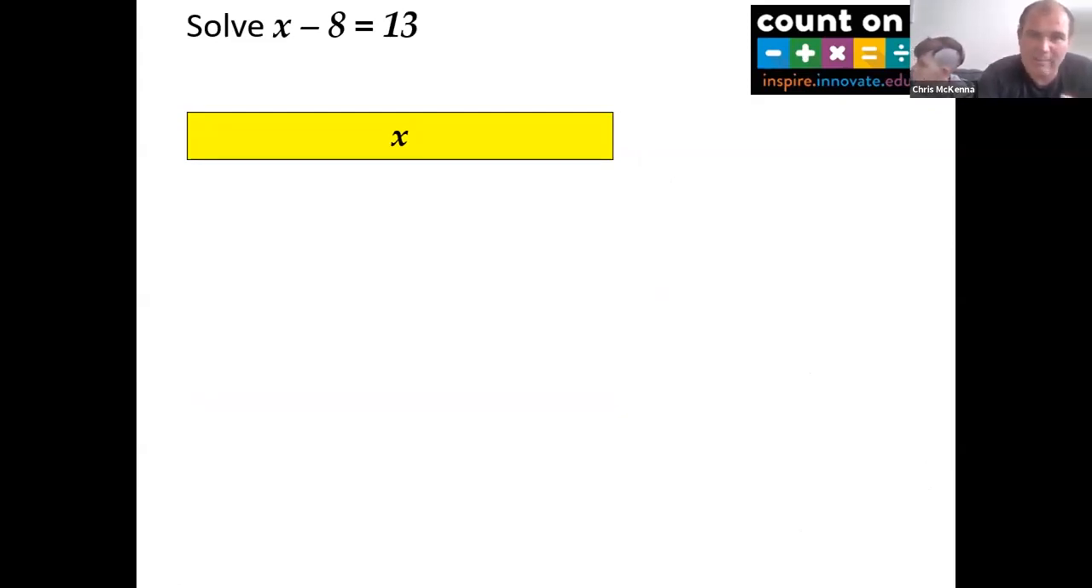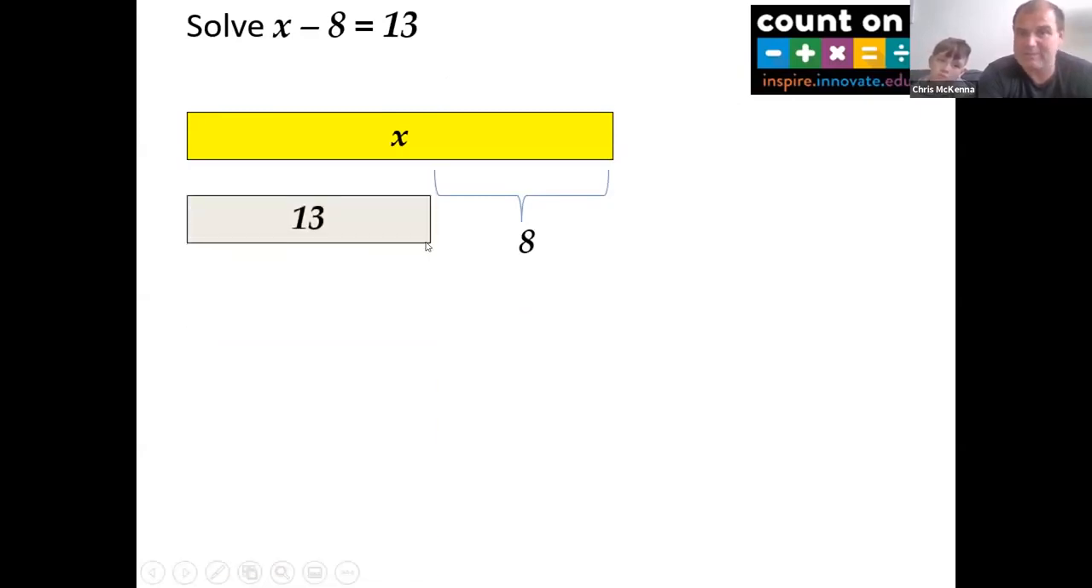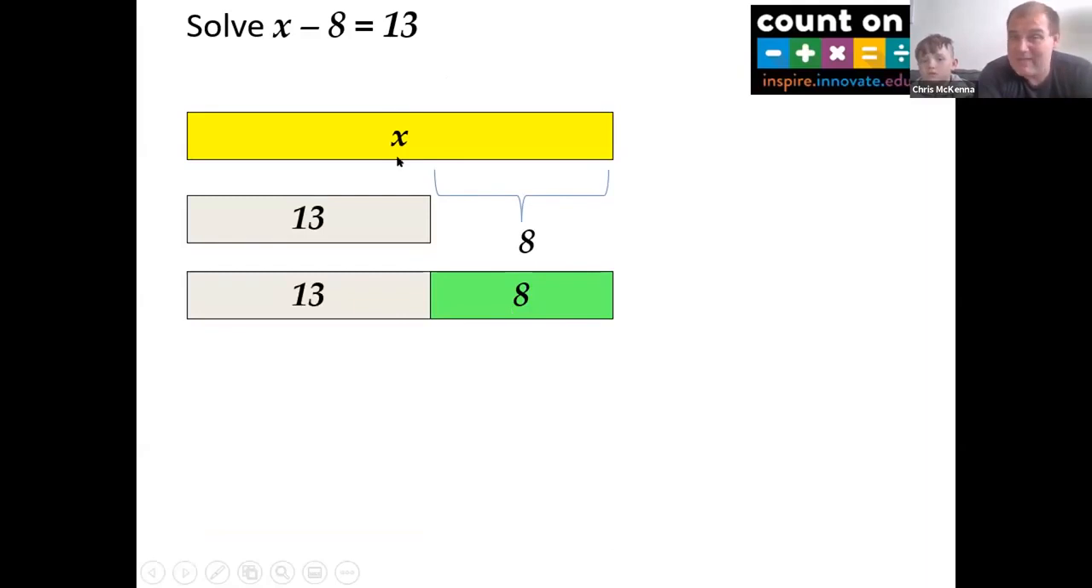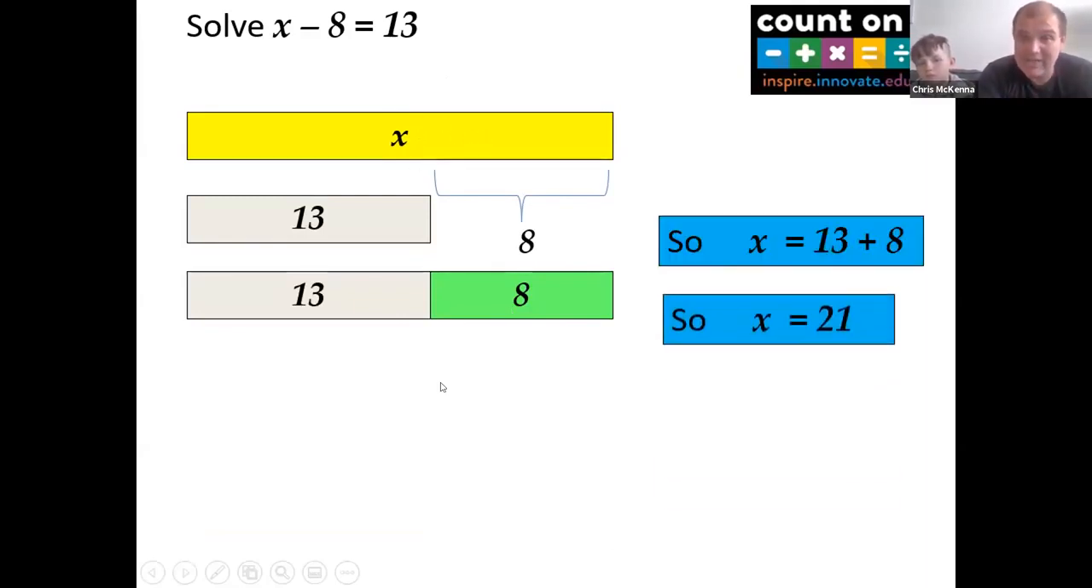Now, if you take off a bit, that is 8. So start with that bar x. If you take off that bit here, 8, then it tells us up here, x take away 8 equals 13. So this bit that's left must be 13. So how do we work out x? Well, this bit here at 8 plus this bit here at 13, that gets us a total of x. So x equals 13 plus 8, so it's 21.